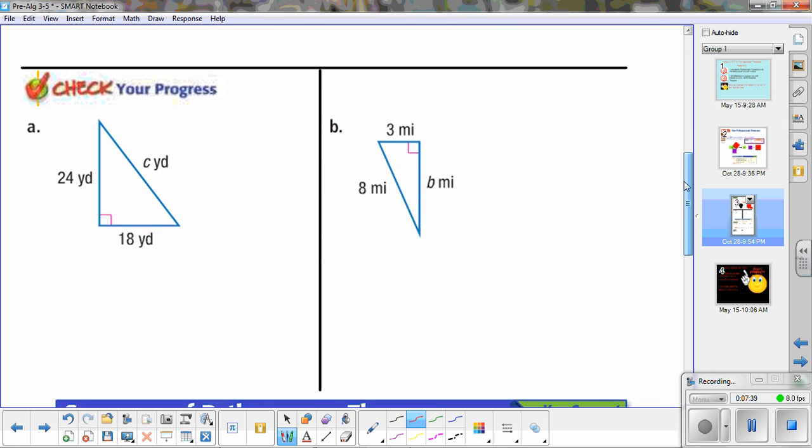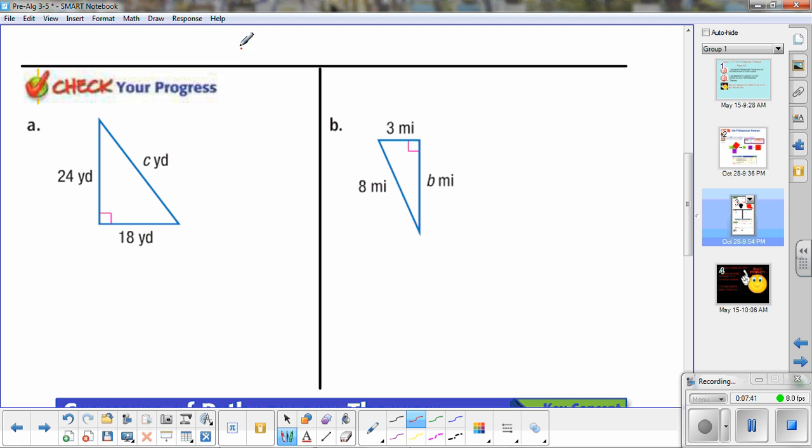You may want to pause the video and try the next two on your own. Remember, a squared plus b squared equals c squared. So I'm going to go ahead and label this triangle. Remember, the two legs are A and B, so the two that form the right angle are going to be my A and my B. This side right here is C. So A squared plus B squared equals C squared.